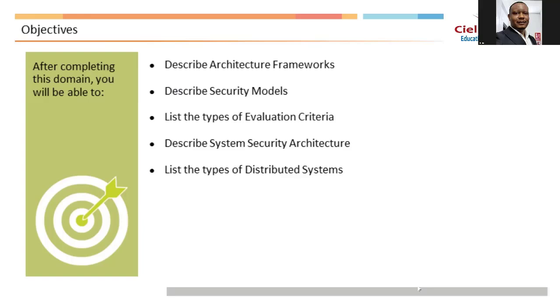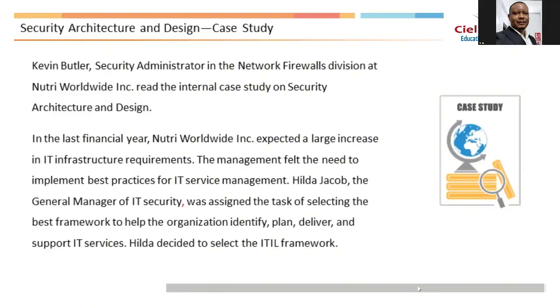The models are also very important because they help us to structure how we're going to be creating access controls, data flows in the organization, then also other critical security mechanisms within the organization. We shall also talk about evaluation criteria like the CISSP, then also systems architecture as well as security architecture, and then, of course, distributed systems. But before we proceed, let's take a look at this particular case study.